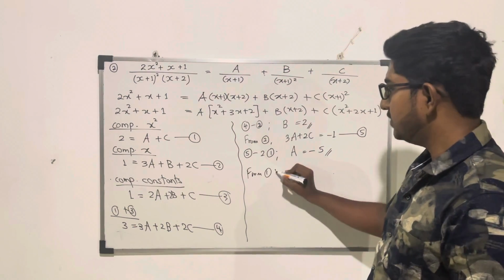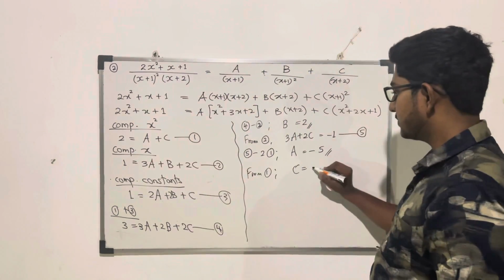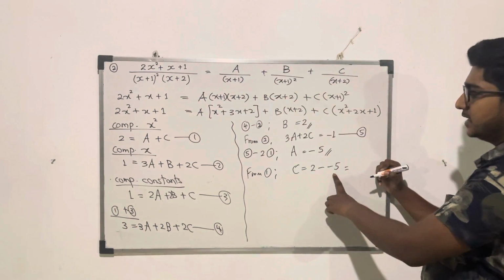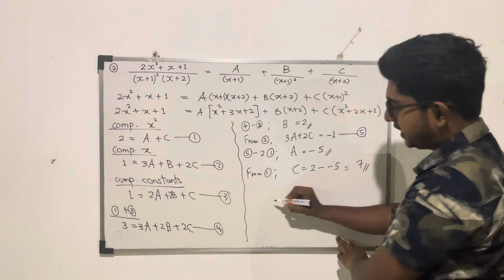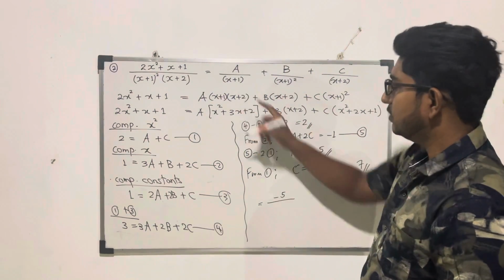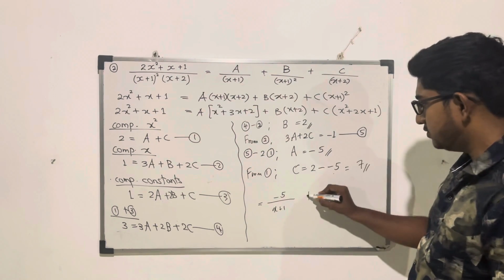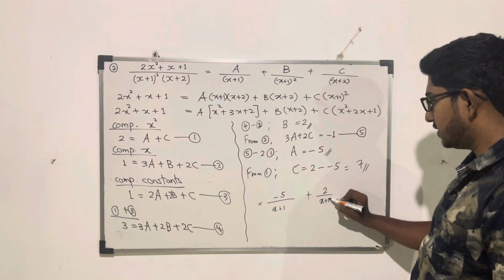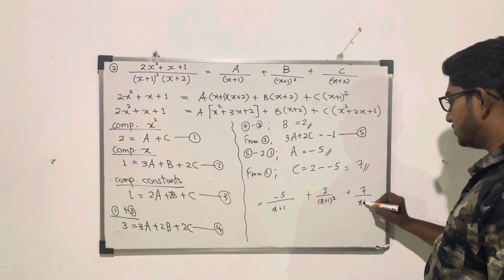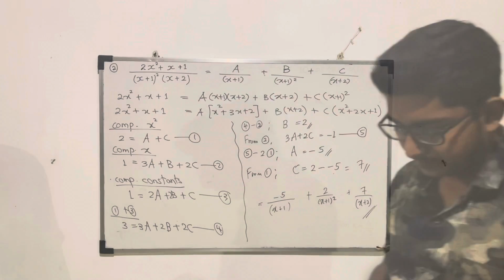From equation 1 we can get C. C is 2 minus A. What is A? That is minus 5. Here minus minus becomes plus. 2 plus 5 is 7. Therefore we can write the partial fractions. A is minus 5: minus 5 over x plus 1. Then B is 2: 2 over x plus 1 whole square. And C is plus 7 over x plus 2. This is the answer to question number 3.